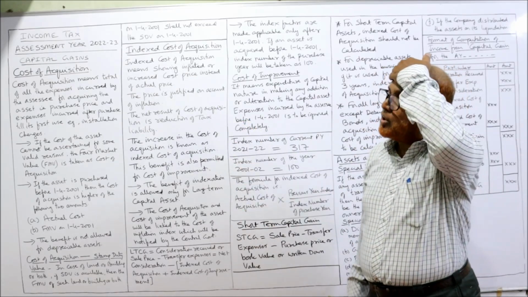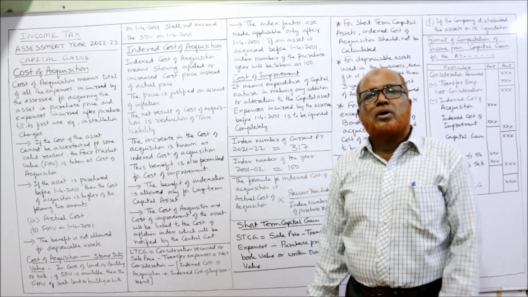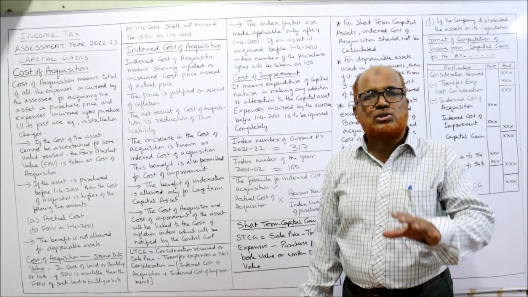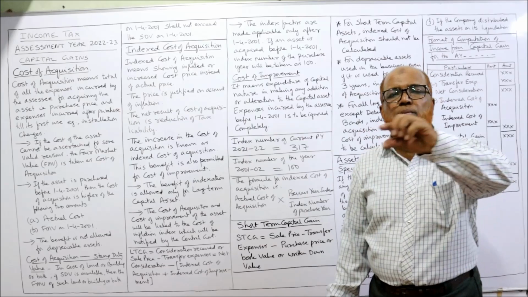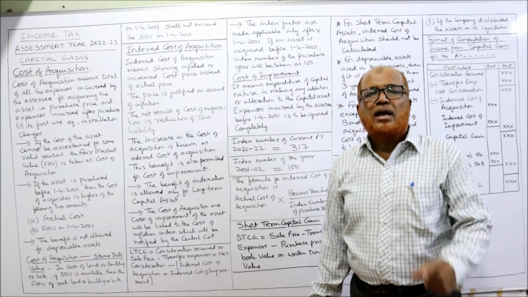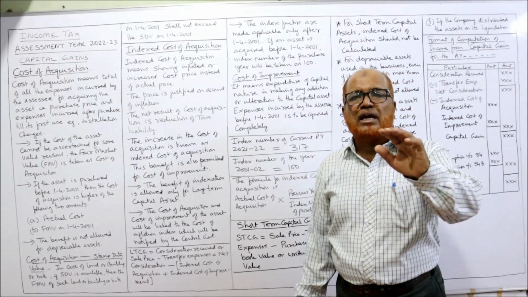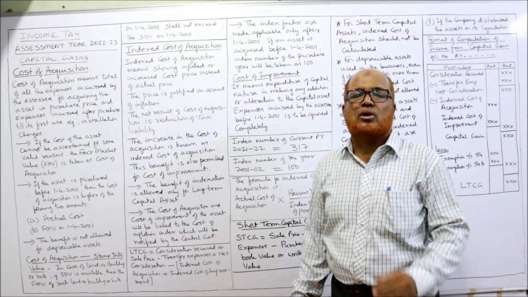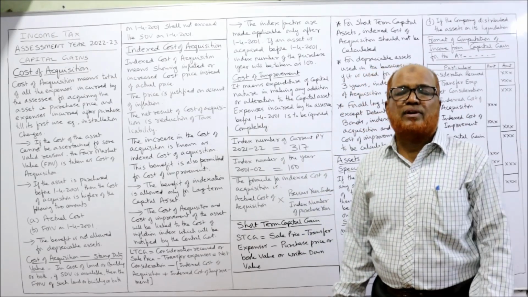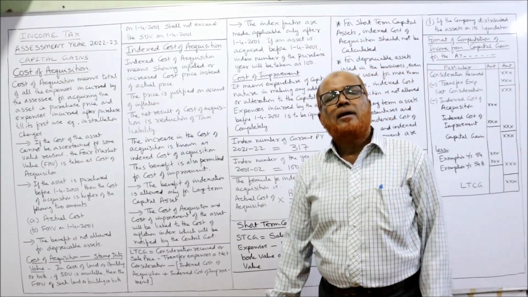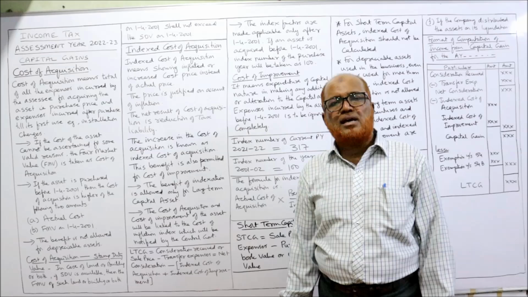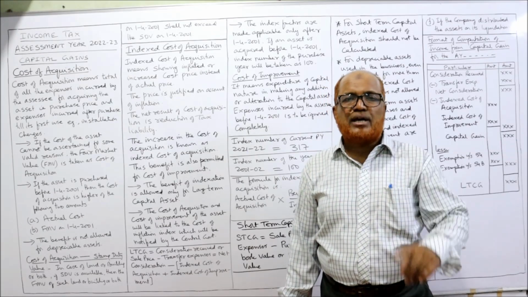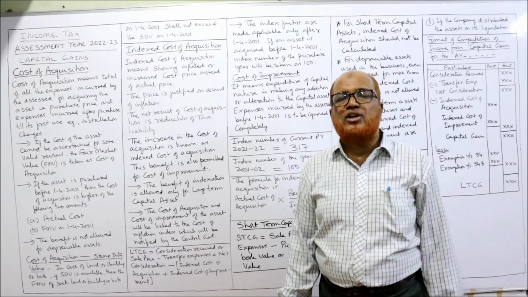Next comes indexed cost of acquisition. Very important for theory purposes also, apart from problems. In examination, theory will be asked: what do you mean by indexed cost of acquisition? Indexed cost of acquisition means inflated cost of acquisition or increased cost of acquisition. The Income Tax Act says the value of money is not remaining the same. The value of money is changing, particularly due to inflation.